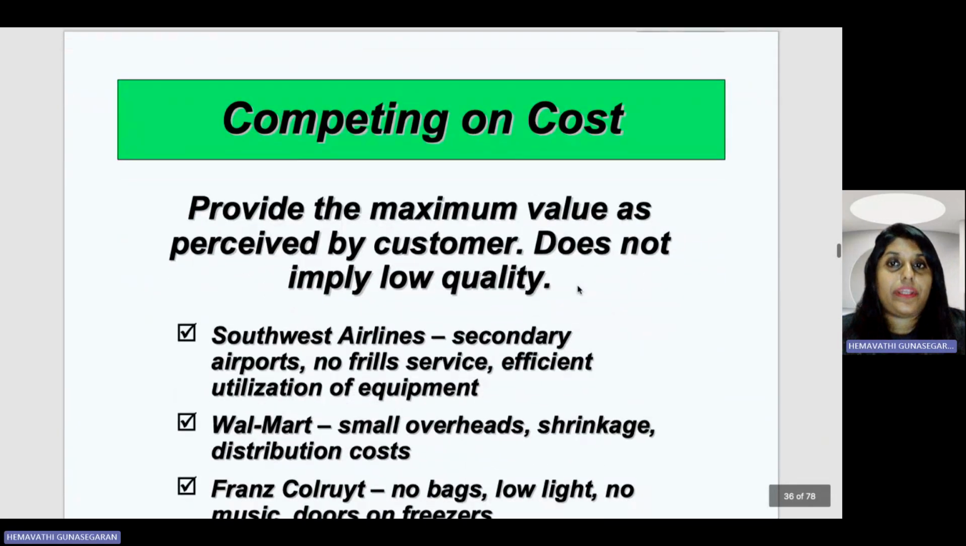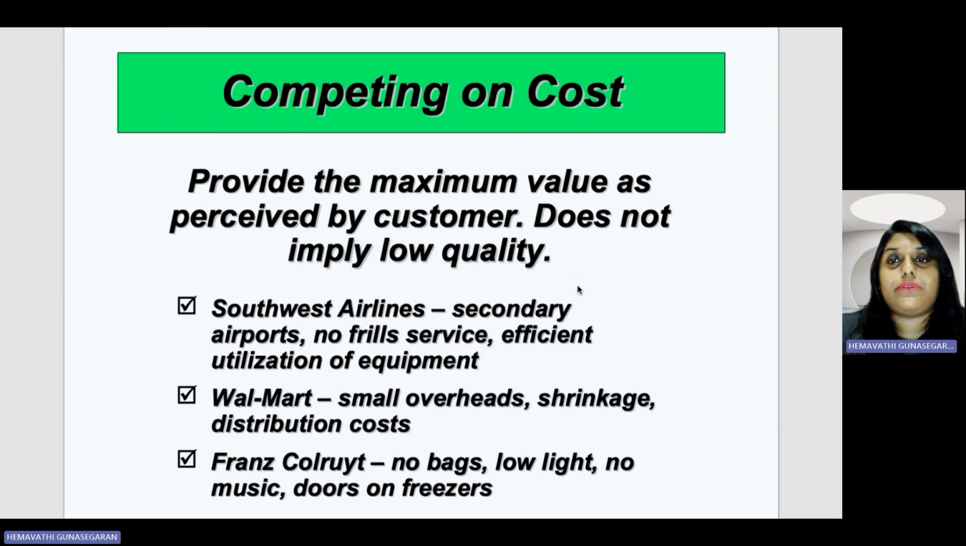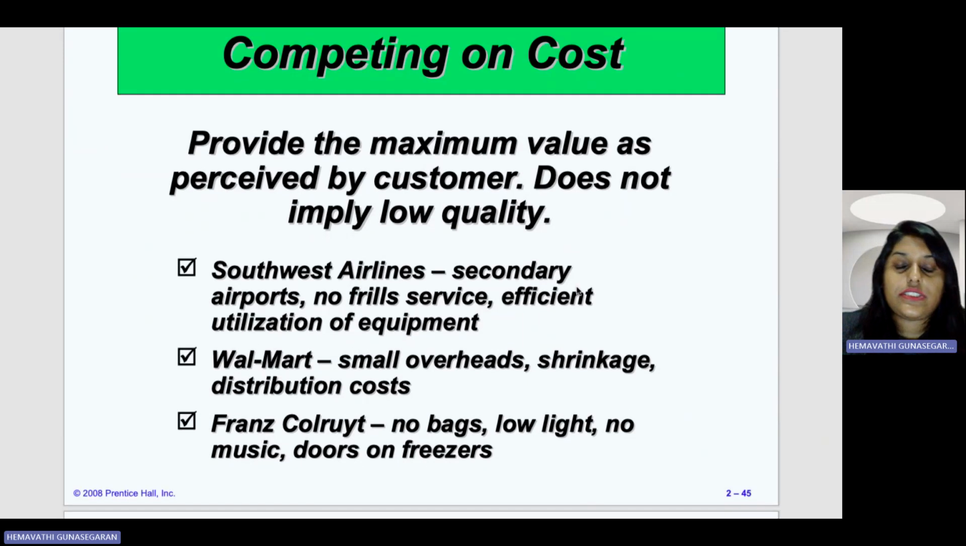And then we have competing on cost. Provide the maximum value as perceived by the customer; it does not imply low quality, right? When you are going to sell your product, you need to ensure that you provide the best price possible, right? But when you provide the best price possible, it does not mean that you are going to reduce the quality. You need to ensure that your quality is up to the standards expected for the price that your customers are going to pay.